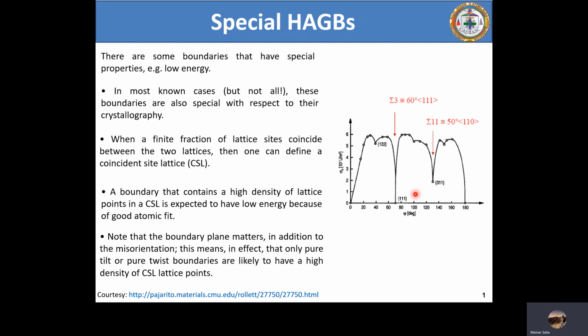If you're talking of the Ritz-Shockley model, then this boundary shall be called a sigma boundary or a CSL boundary. Similarly, this boundary will also be termed a CSL boundary. This boundary also shall be termed a CSL boundary. So this is the first thing.